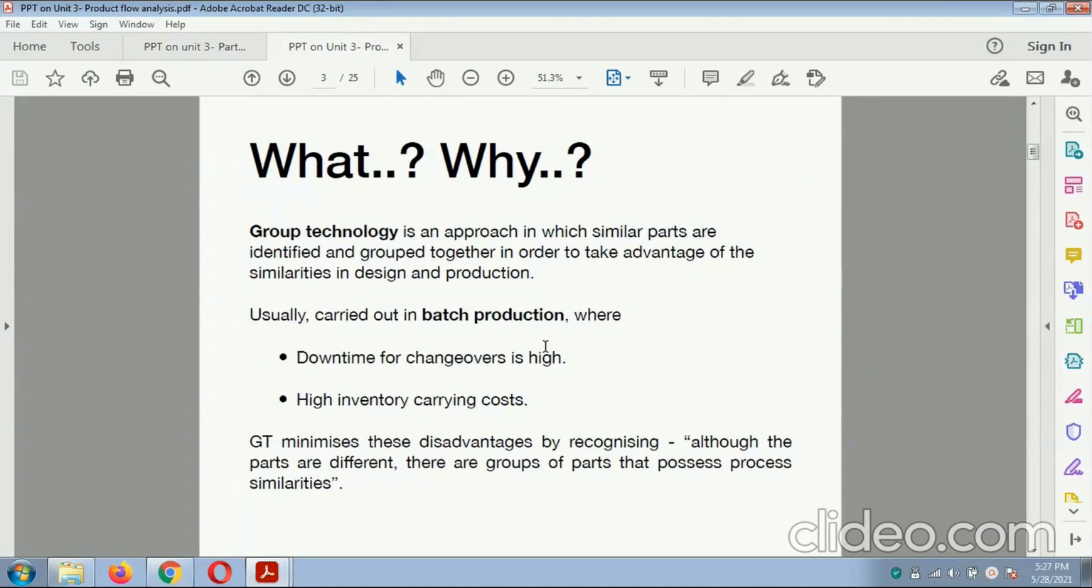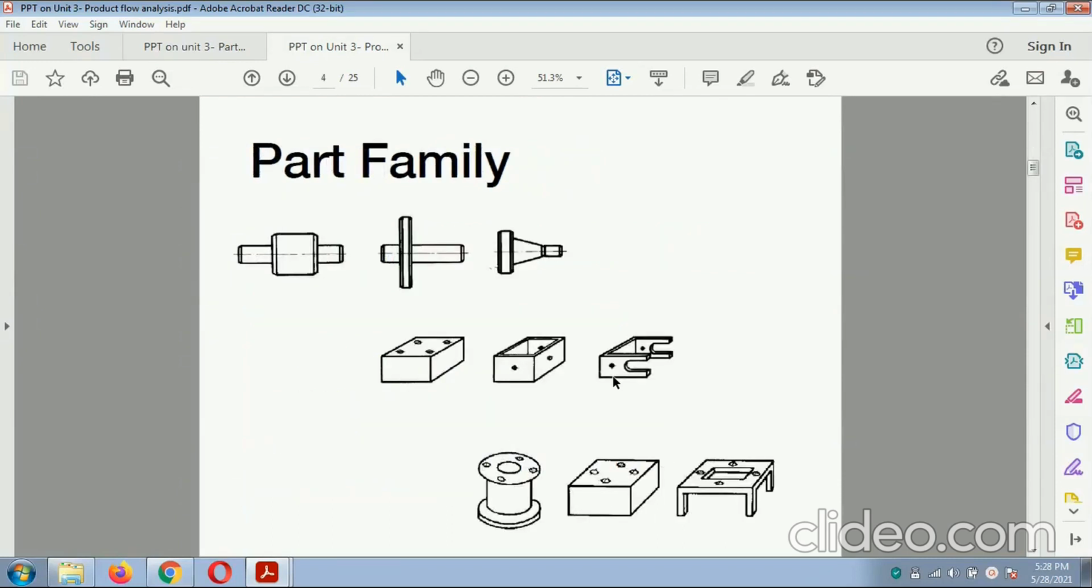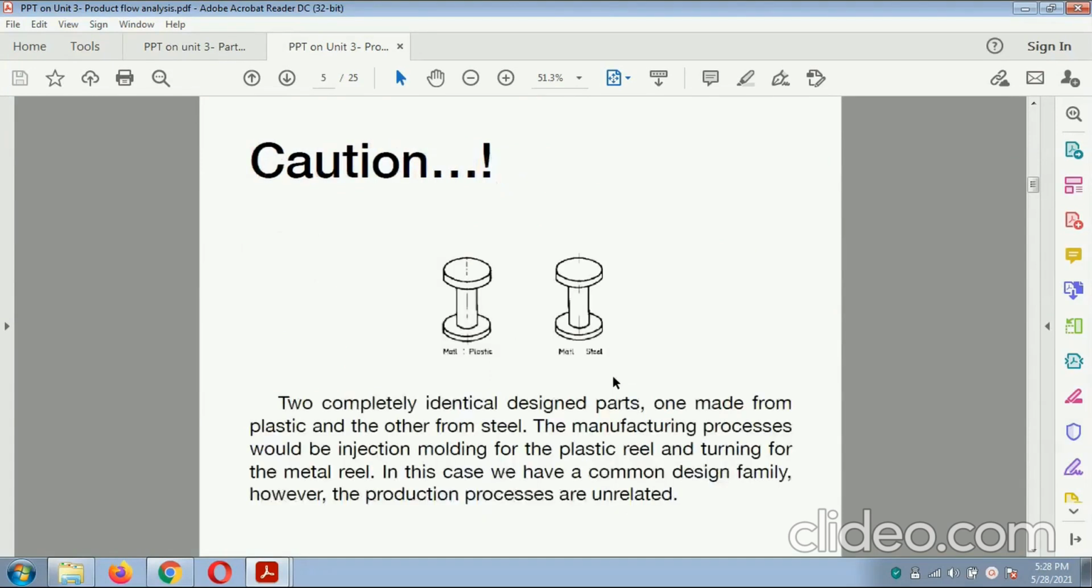Batch production requires downtime for changeovers, and high inventory is carried. GT minimizes these disadvantages by recognizing that although the parts are different, there are groups of parts whose processes possess similarity. These are the part families, similar in production and similar in geometry.